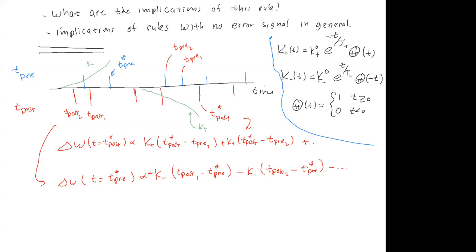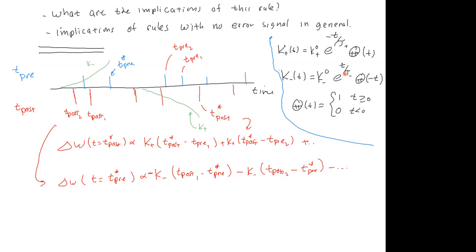Okay, and this number in here is negative, right? Post is before pre. So this is a negative number and this is a negative number. And that's good because negative numbers are what activate this, okay?